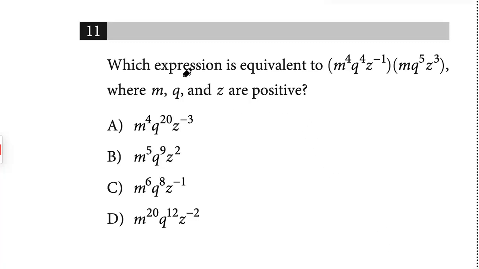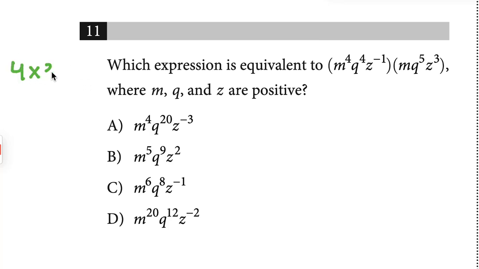Question number 11. Which expression is equivalent to (m to the power 4, q to the power 4, z to the power -1) times (m, q to the power 5, z to the power 3)? Okay. Before solving this question, let's see one property.